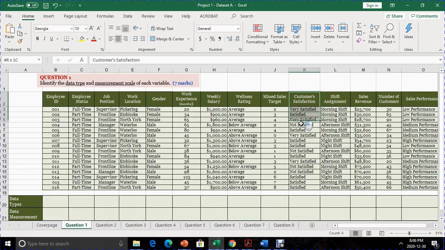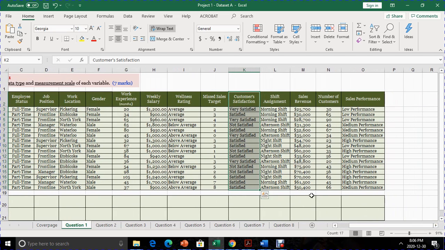Now the next question deals with customer satisfaction. There's a customer satisfaction survey that measures how pleased and how satisfied the customers are with regard to the salesperson's interaction with them. The satisfaction survey is ranked as follows: not satisfied, satisfied, or very satisfied. So they have 3 different rankings.